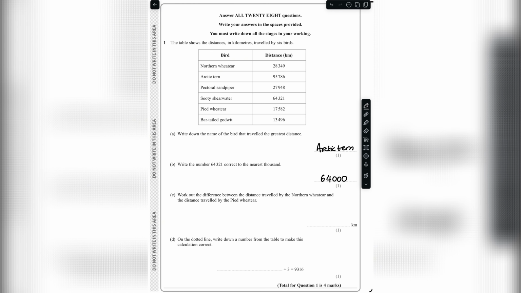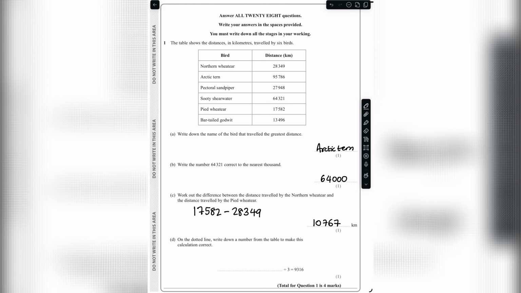In the next part of this question, we are asked to work out the difference between the distance travelled by the northern wheatear and the distance travelled by the pied wheatear. So using our table, we can see that the distance travelled by the northern wheatear is 28,349, and the distance travelled by the pied wheatear is 17,582. And if you put that into your calculator, you get a value of 10,767.